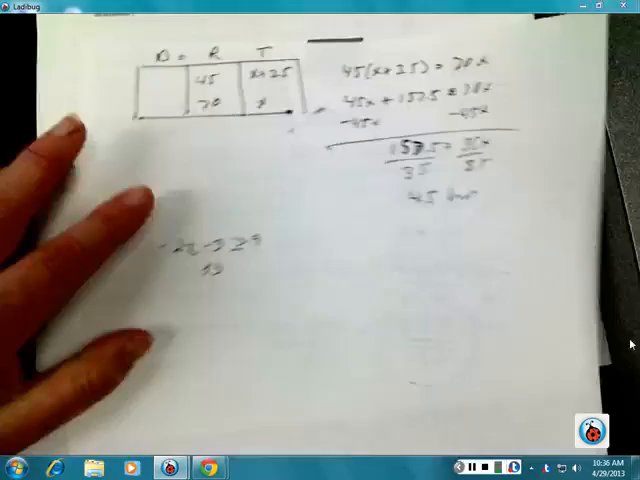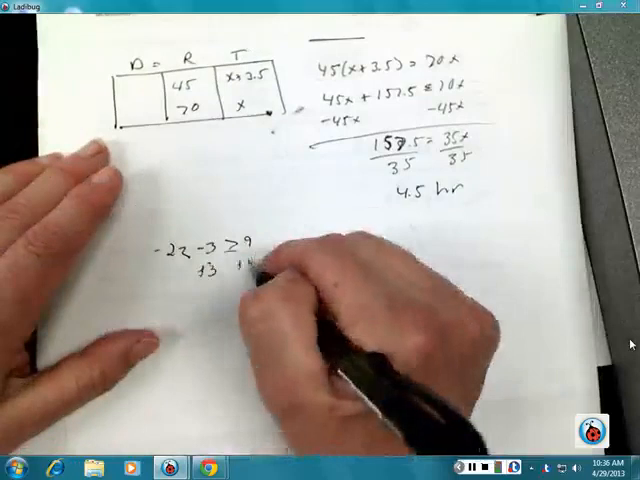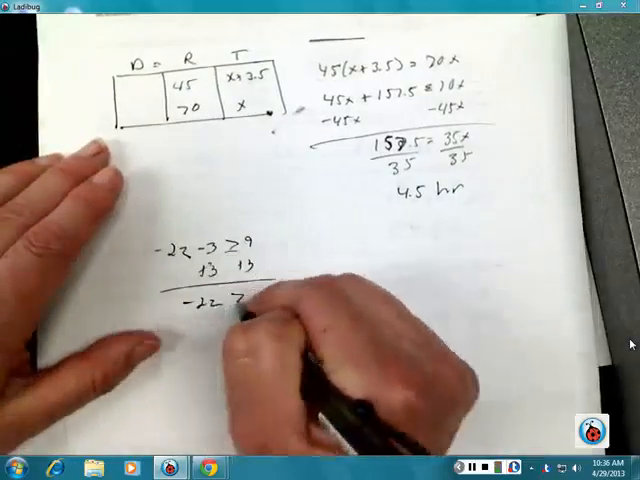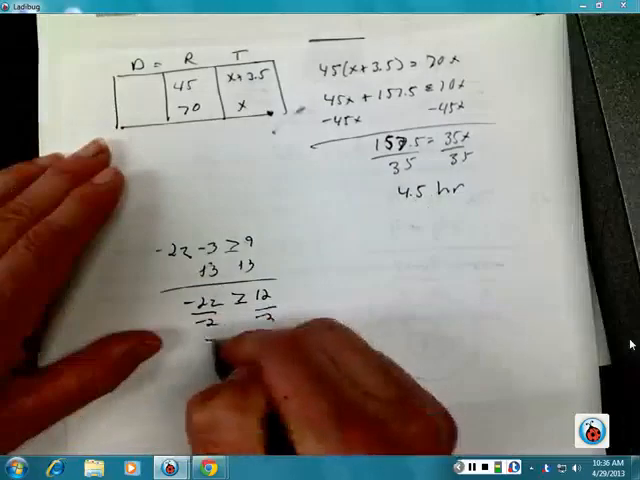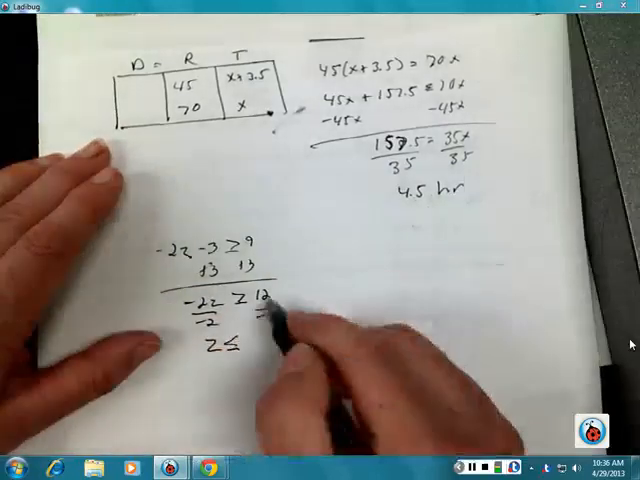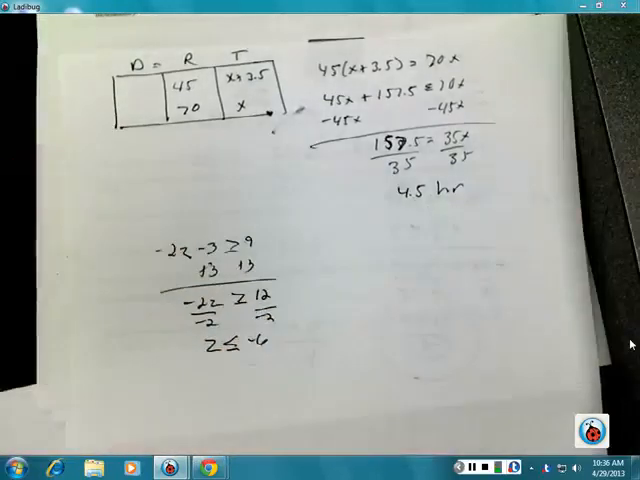Equals this way. Plus 3. Greater less than 12. Divide by negative 2. Switch the sign. Switch the sign in there. Equals negative 6. We all agree?